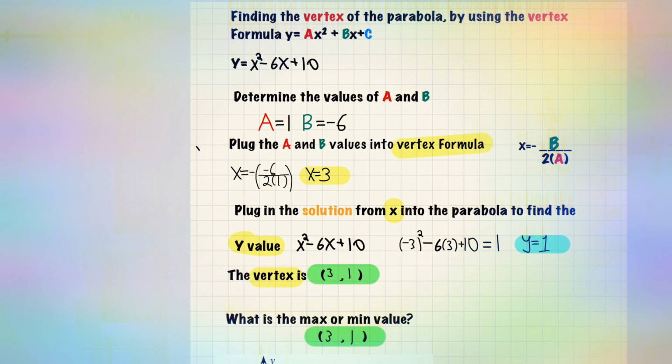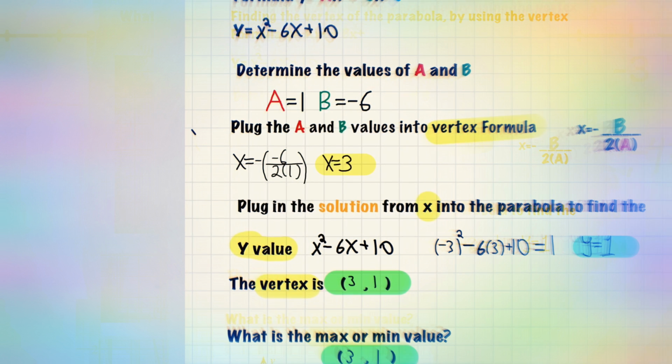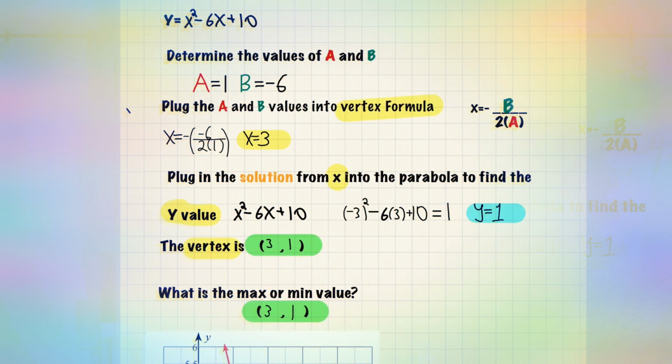Okay, so here we know that a is going to be 1. Remember, when there's nothing in front of a variable, there's always an implied 1. B is going to be negative 6. So we plug those values into this formula, x equals negative b divided by 2a. So we said b was negative 6, so it's going to be x equals negative 6 divided by 2 times 1. And here's our a value right here, the 1. When we simplify that, we have x equals 3.